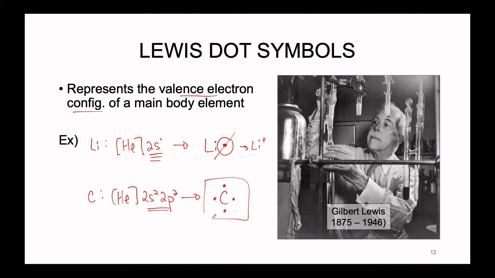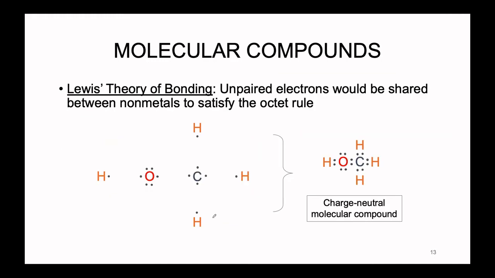We're in this in-between, right? What's going to end up being more stable? Well, it turns out for elements like carbon, the most stable approach is to not lose or gain anything at all, but rather to share electrons with other atoms around it. Lewis's theory of bonding stated that unpaired electrons in elements such as carbon would be shared between non-metals to satisfy their octets, or, in the case of hydrogen, the duet.